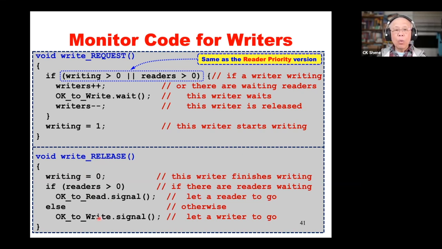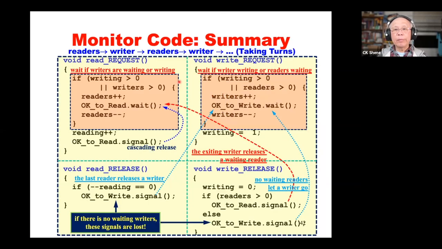So the only modification for the reader and the writer request part is the if statement. Hopefully you pause for a while before you understand everything. Okay, welcome back. This is a summary. So remember, if there is a writer and there are waiting writers, this reader blocks.